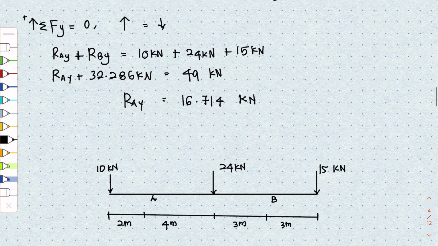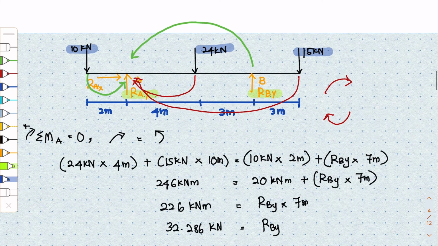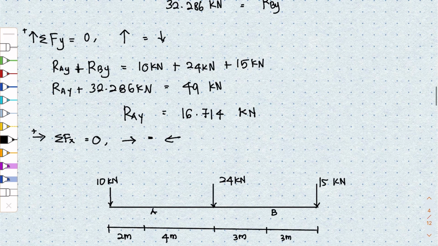Siaplah on the force RY, and we also have another one which is force RX equal to 0 juga totalnya. Okay, going to the right will be equal to force going to the left, and we have only one force which is RAX here. We don't have any other horizontal or lateral force to be included in the equation, so we just write RAX is equal to 0. Then we are done.